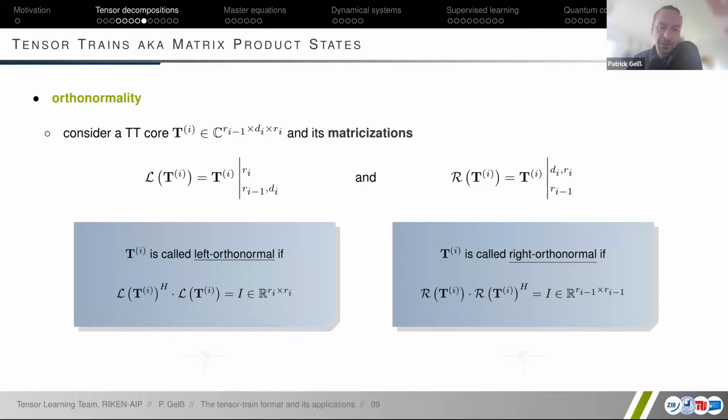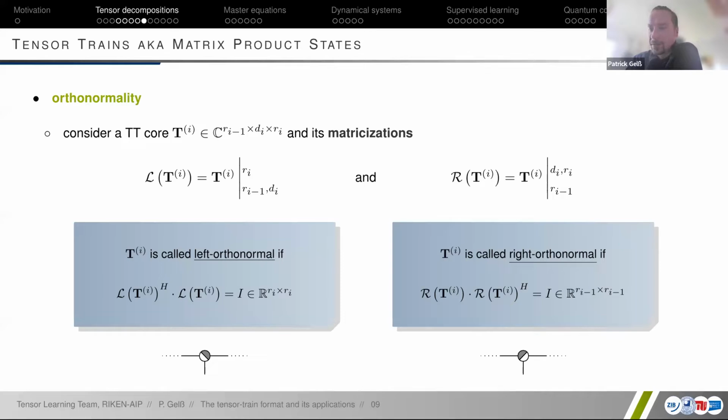And what we then define is this core is called left orthonormal if we know that the product of L transposed, or the conjugate transposed, times L is the identity matrix, and it's right orthonormal if the right unfolding multiplied with itself leads to the identity. So in pictures, and this is what you saw on the slide before, we use these half-filled circles, and the white part indicates which modes we have to contract to get the identity matrix.